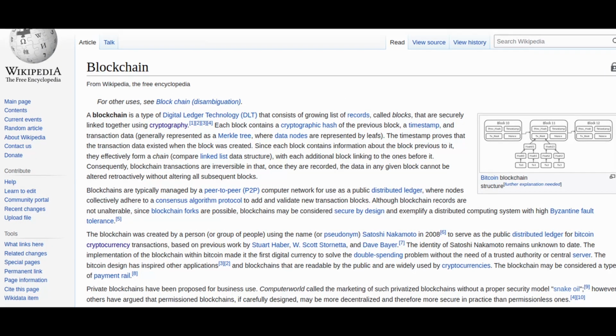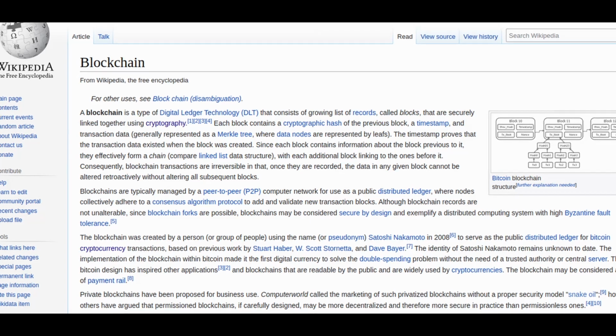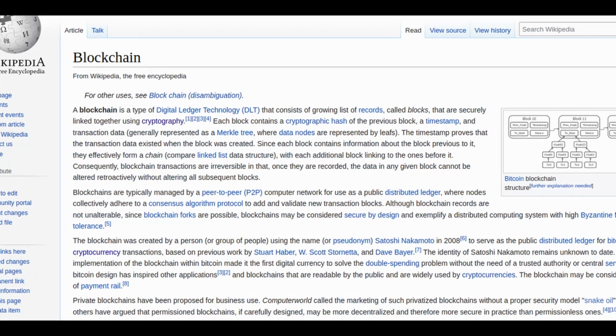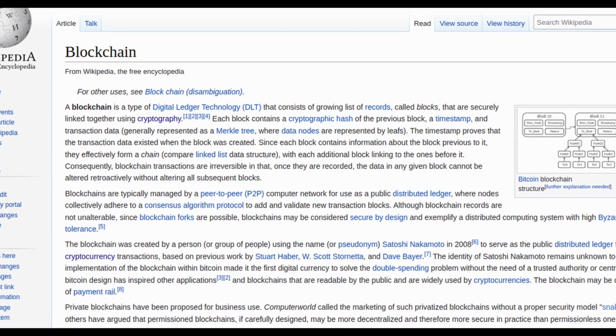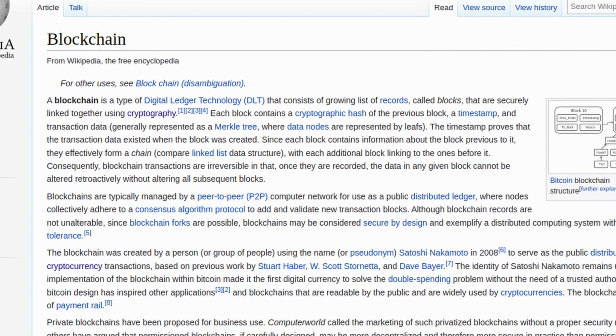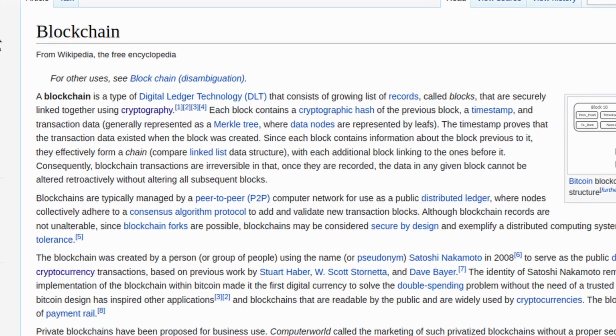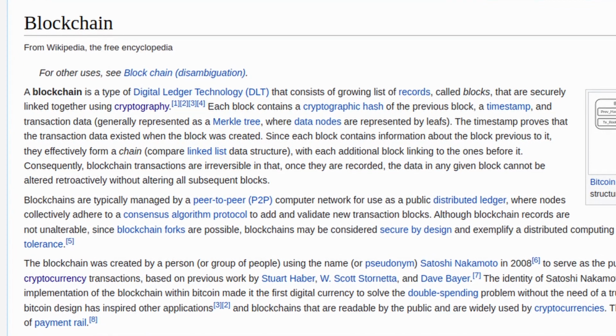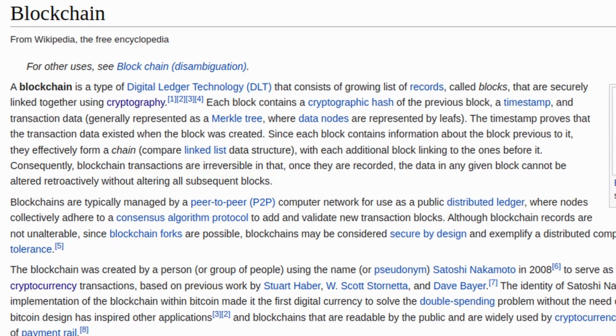Now let's look at the definition of the blockchain. If you go to Wikipedia, it says a blockchain is a growing list of records called blocks that are securely linked together using cryptography. So this is a very general definition of the blockchain. We have much more than this, which we will learn in later courses.